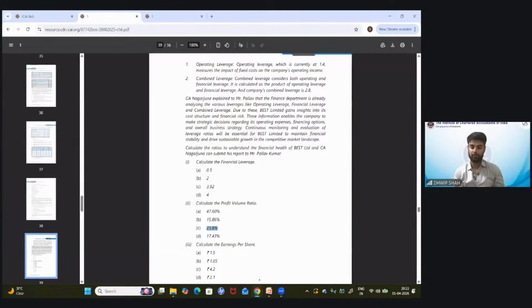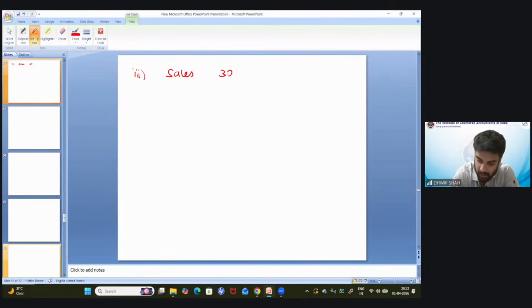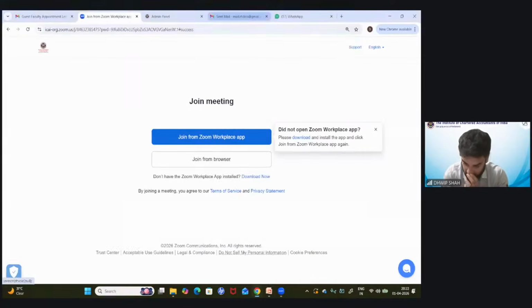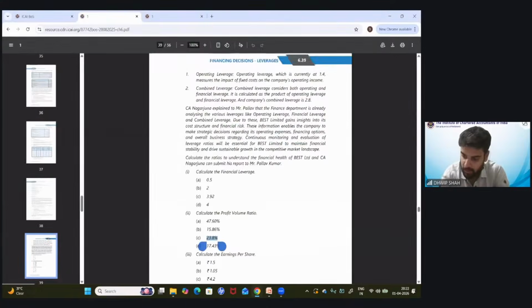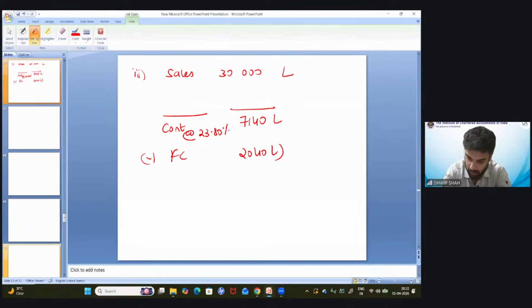Option 3, calculate earnings per share. ये to calculate earnings per share हमें income statement बनाना पड़ेगा. So sales 30,000 lakhs. Contribution now I can easily calculate because PV ratio मिल गया. PV ratio is 23.8%. So 30,000 lakhs का, अच्छा, contribution भी हमें मिल गया था 7140 lakhs. Fixed cost is given in the question. It is how much? Fixed cost is 2040 lakhs. So EBIT will come to 7140 minus 2040.